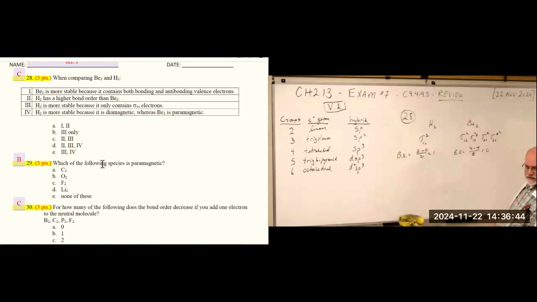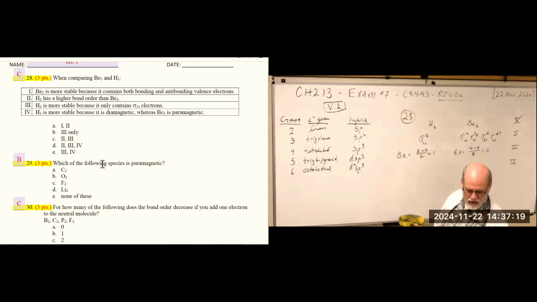We predicted that molecule doesn't even exist. What else? Let's see, stability. Okay, well, let's take them, Roman numeral 1, 2, 3, and 4. How about 1? Beryllium 2 is more stable because it contains both bonding and anti-bonding. First of all, it's not more stable because the bond order is 0. That doesn't work at all.